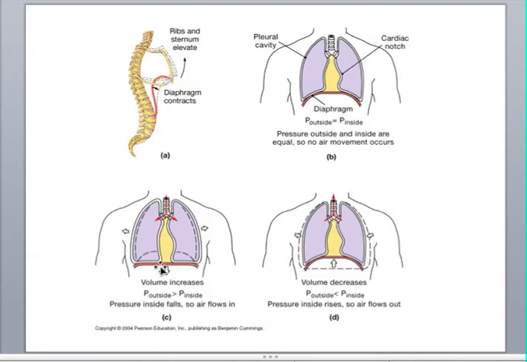The pressure out here in the air is going to be greater than inside, because as the volume increases in your lungs, the pressure decreases. So we have less pressure in here compared to out in the air, and so the air is going to move into your lungs, down your trachea, into each of your bronchi, into the lungs. Then, as you exhale, the diaphragm relaxes, the volume of your lungs decreases. That means the pressure increases, and the pressure then is greater than the outside air, and the air will then move out of your bronchi and out of your trachea.